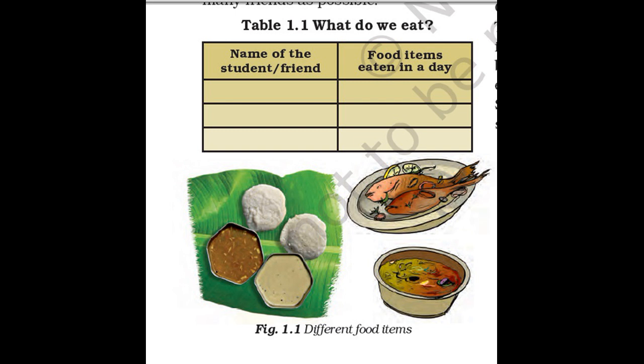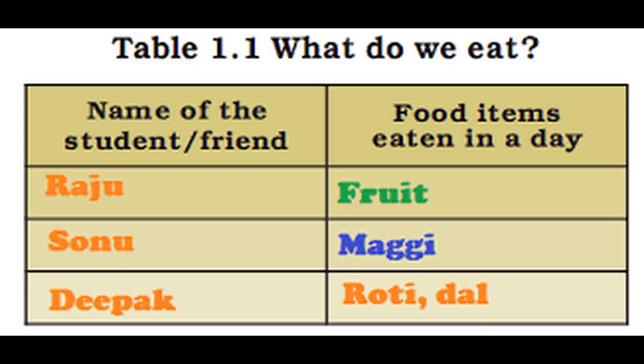So let's look at table 1.1. What do we eat? The name of the students or your friends and the food items eaten in a day. So I put the answer. You will fill up this one. You can rewrite the names of the students here depending on your convenience. So you write down like this with pencil in your textbook.